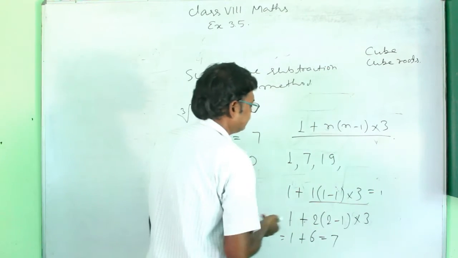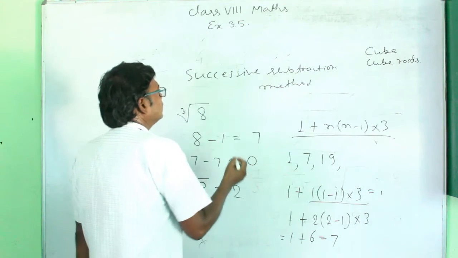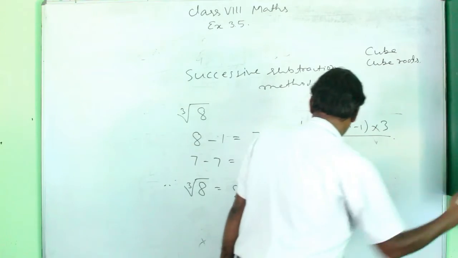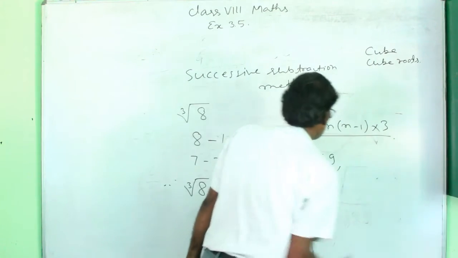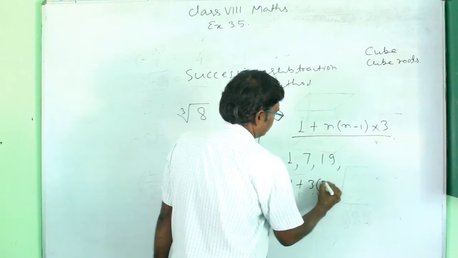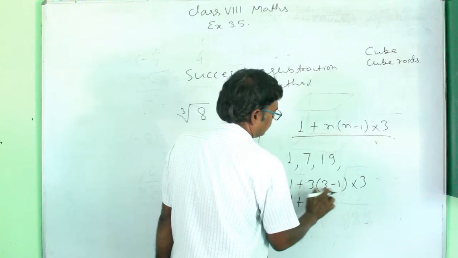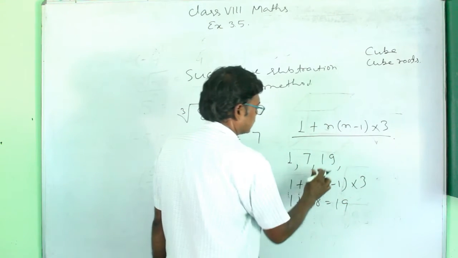Then what is the third number? Again put n equal to 3 in this series. Then 1 plus 3 into 3 minus 1 into 3. So 3 twos are 6, 6 threes are 18, plus 1 is 19. So the next number is 19.